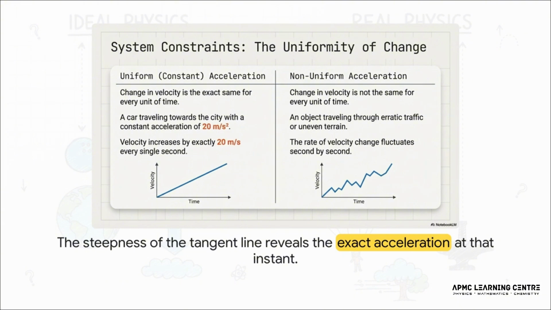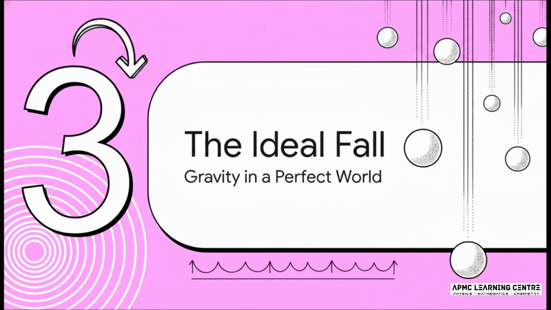How do you find the slope of a curve? Well, you can't, not all at once anyway. But what you can do is draw a straight line that just barely kisses the curve at a single point. We call that a tangent. And the steepness of that tangent line tells you the object's exact instantaneous acceleration. A really steep tangent means it's accelerating hard. A shallow one means it's barely speeding up at all. Pretty neat, right?